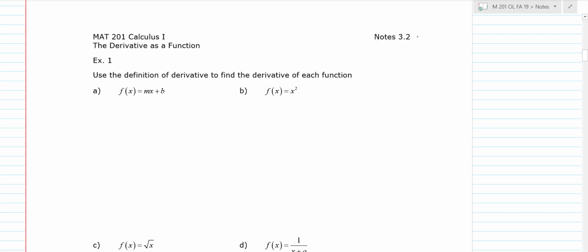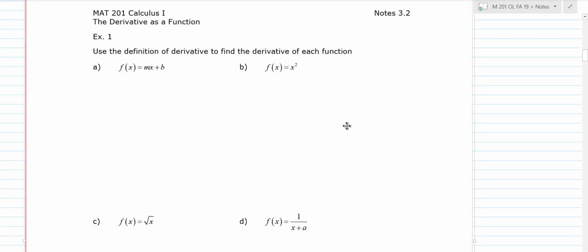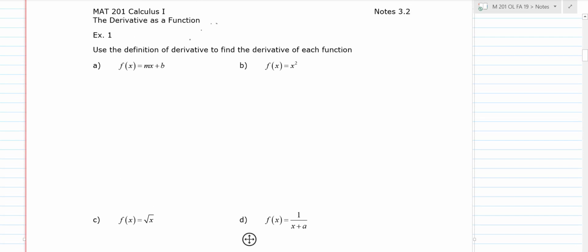So this first one is a linear function, y equals mx plus b. Again, a good way to start all these problems is just write down the difference quotient. Write down the definition of the derivative. So it's the limit as h goes to 0 of f of x plus h minus f of x, all over h. Okay?